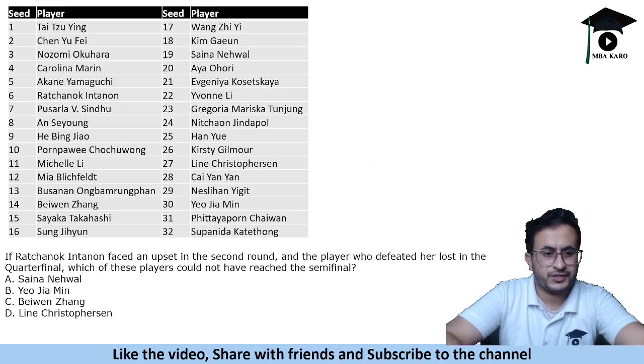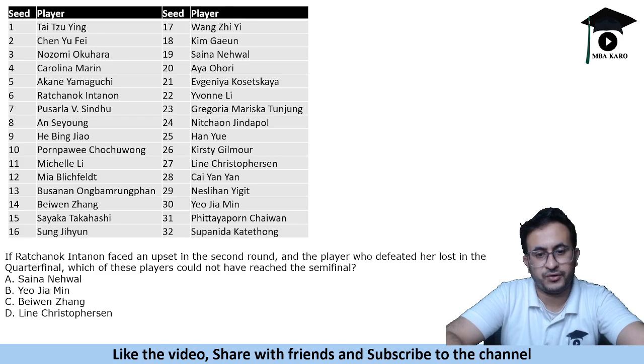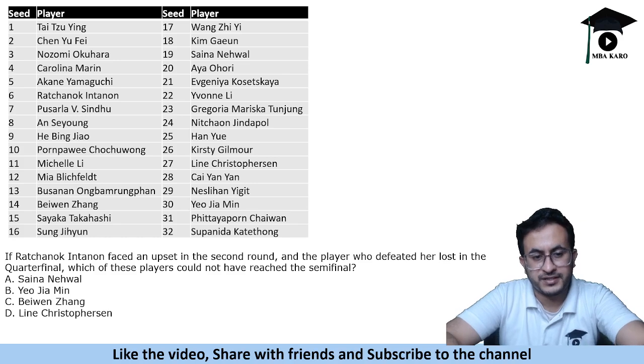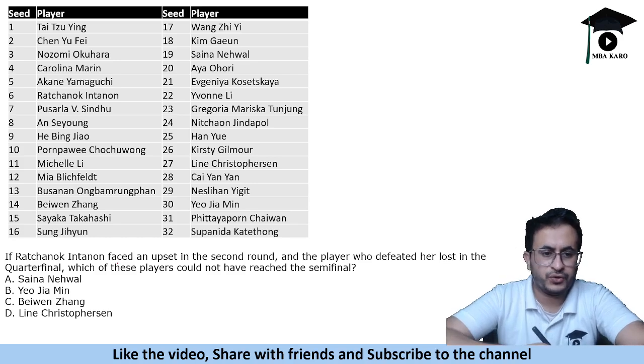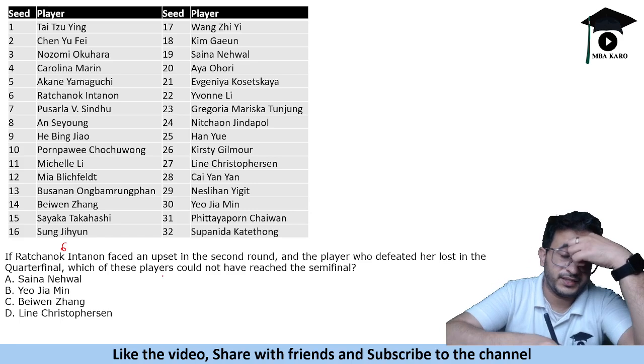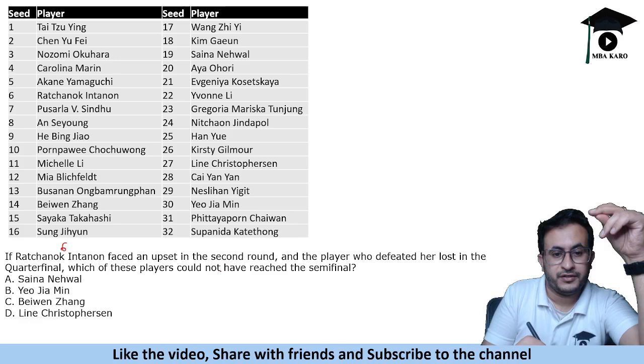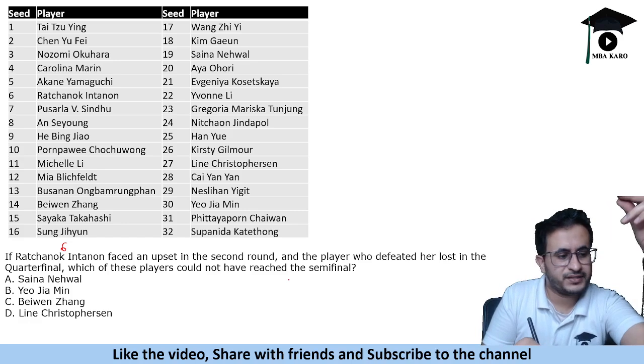If Ratchanok Intanon faced an upset in the second round and the player who defeated her lost in the quarter final, which of these players could not have reached the semi-final? Don't worry about the names. Look at the ranks. So 6 is an upset in the second round and the player who defeated her lost in the quarter final. Which of these players could not have reached the semi-final?